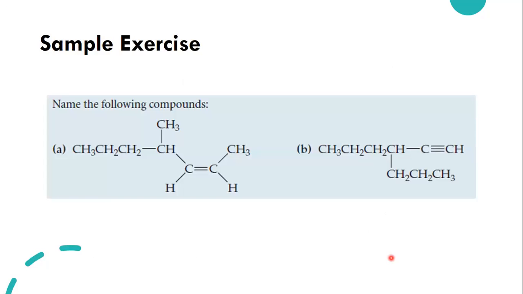So let's have the sample exercise. Let us name the following compounds in letter A and letter B. In letter A, the basic structural formula of the hydrocarbon is given, whereas in letter B, it is in a condensed form. You can pause this part of the video so that you can answer on your own and challenge yourself.